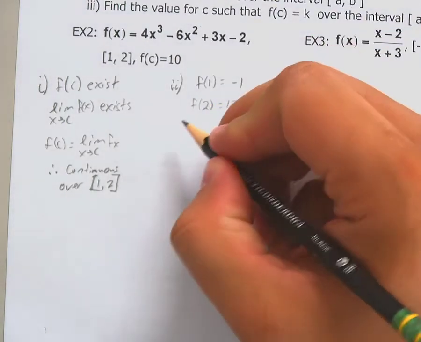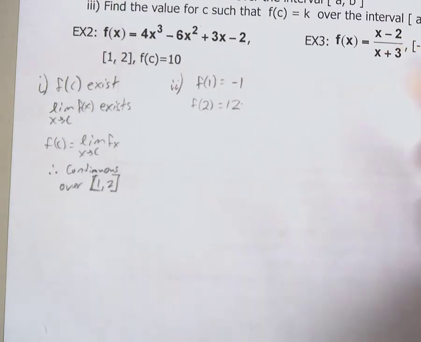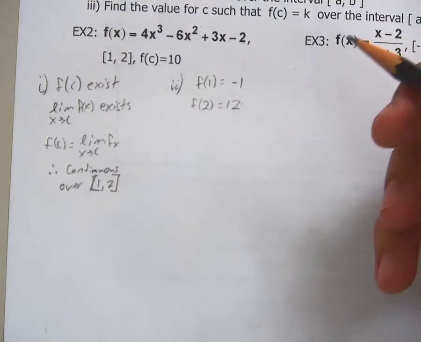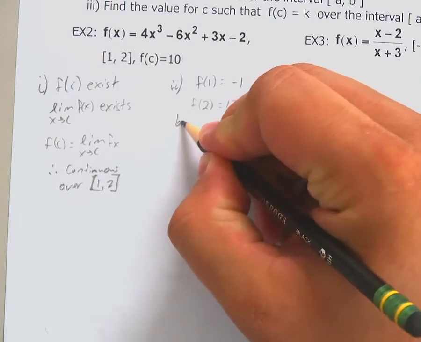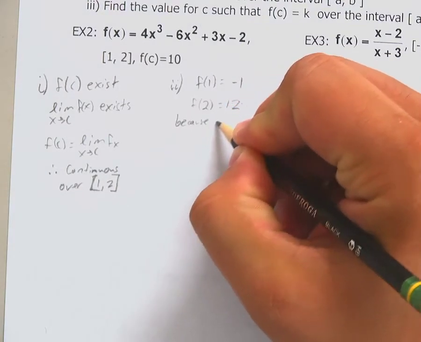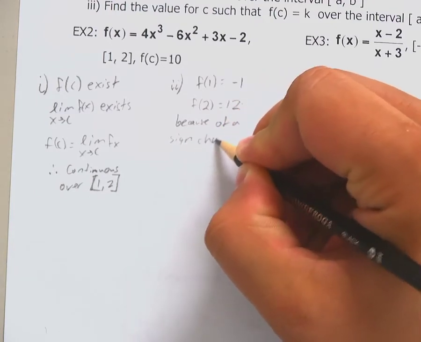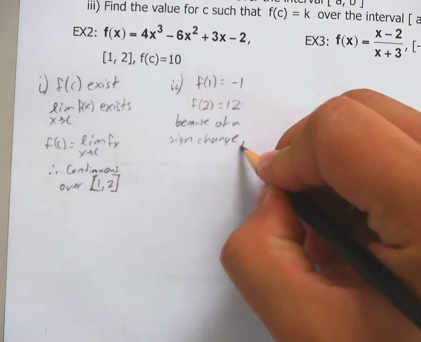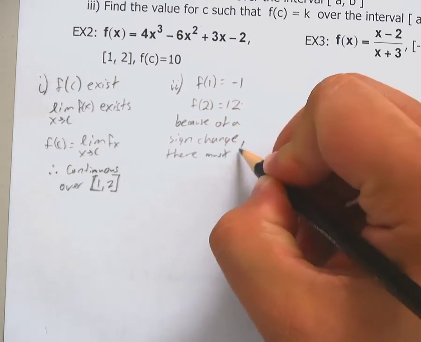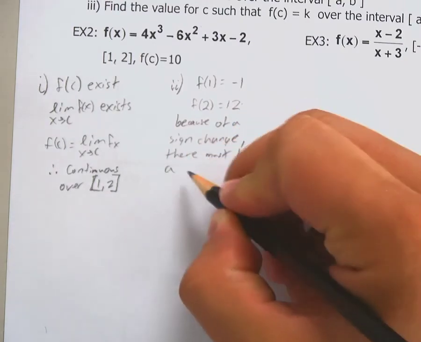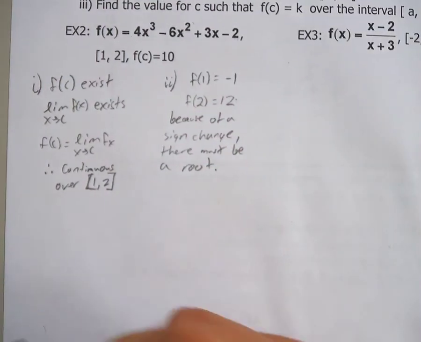So what you notice here is we go from a negative to a positive on our interval. Just like we said before, once you go from a negative to a positive, that tells you you have a sign change. So I'm going to write here, because of a sign change, there must be a root.